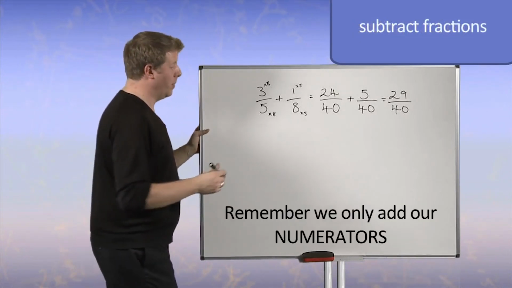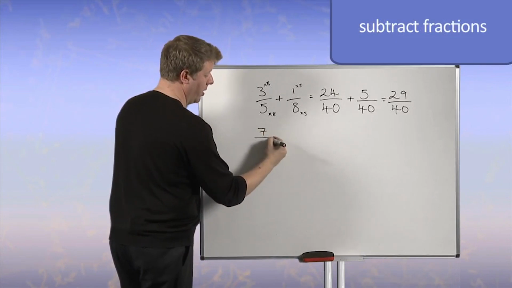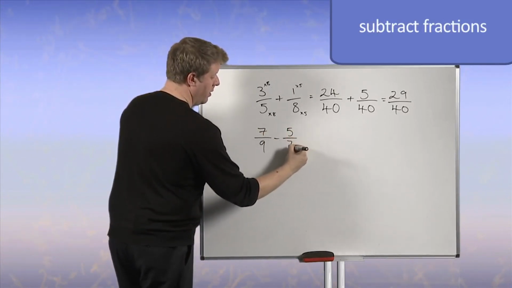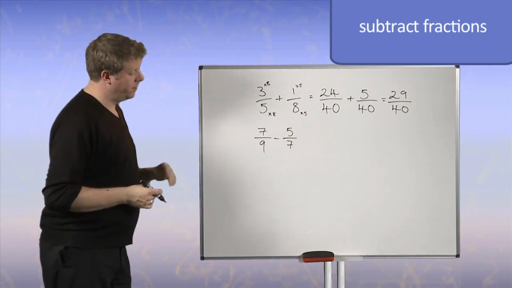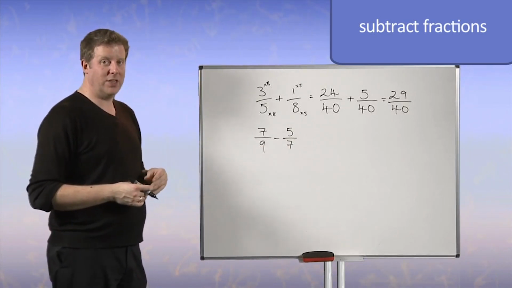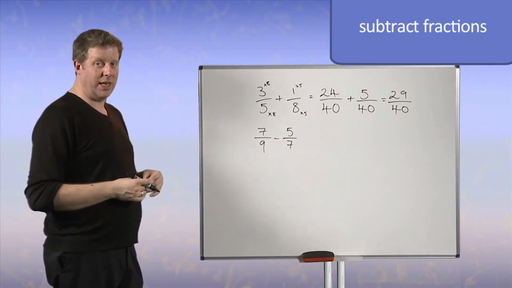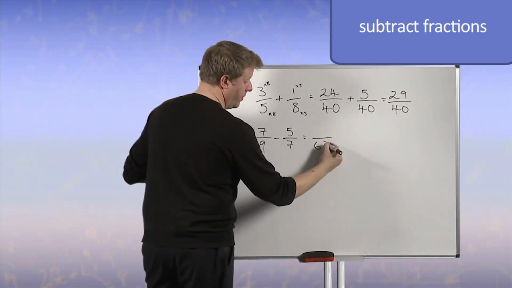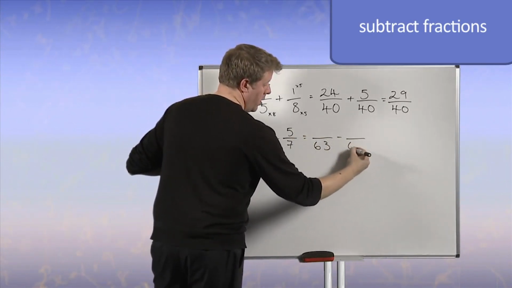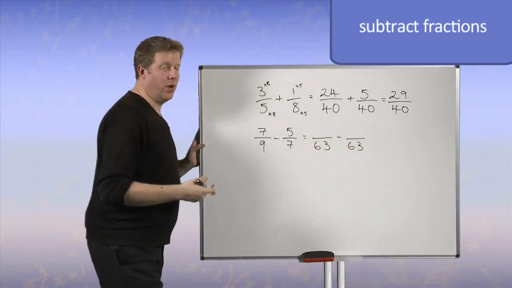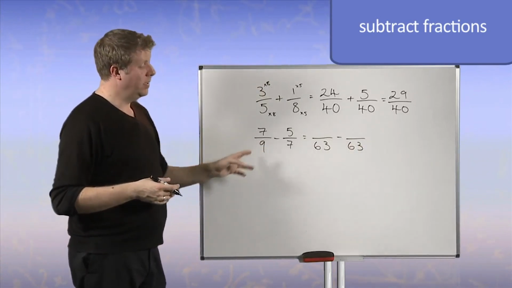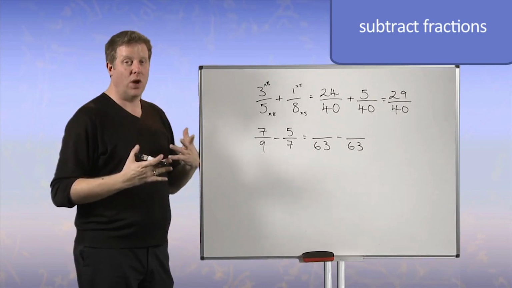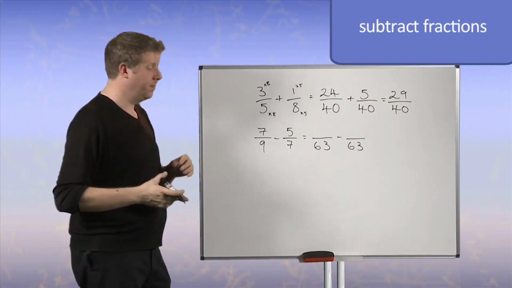Let's look at an example where we're subtracting, but the same rules apply. 7/9 subtract 5/7. Again, no common denominator, so we have to find our common denominator, which in this case we'll use as 63. It won't always necessarily be the product of those two denominators, but it's always a good way of finding a common denominator if you can't think of another number.